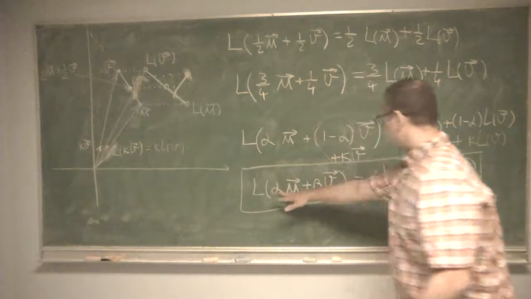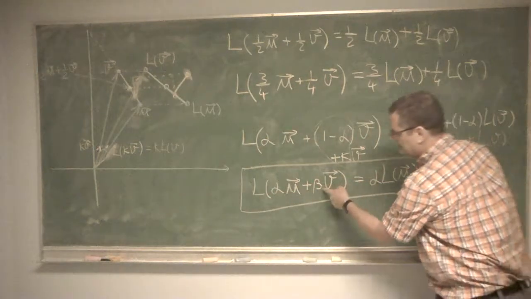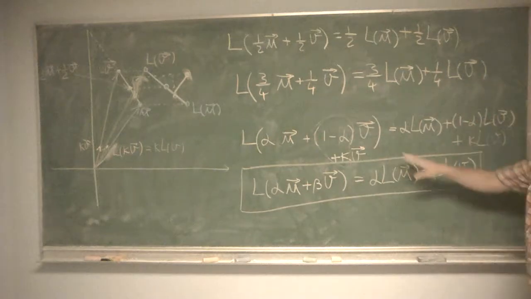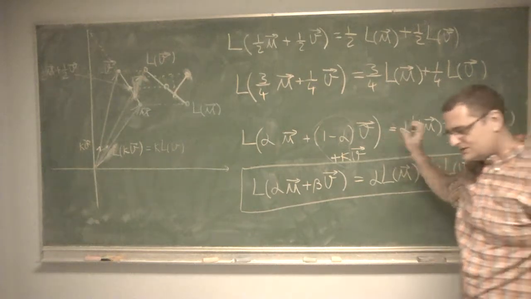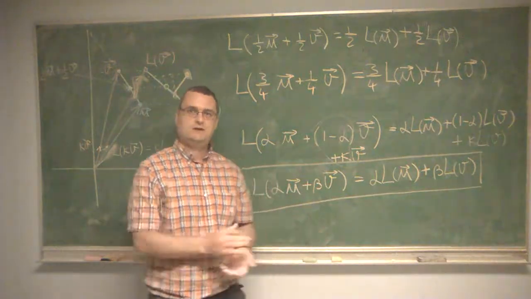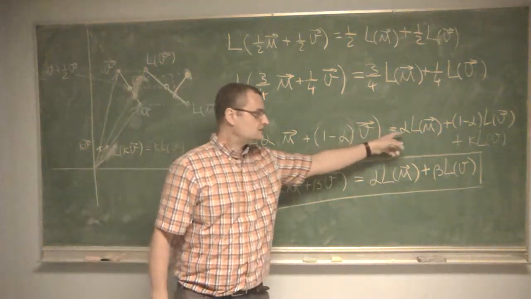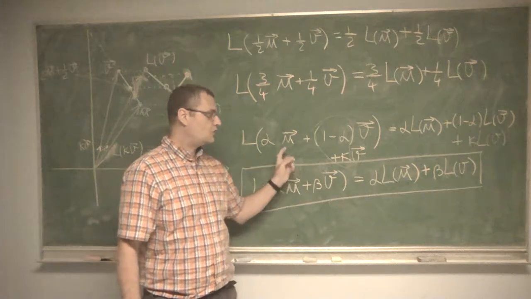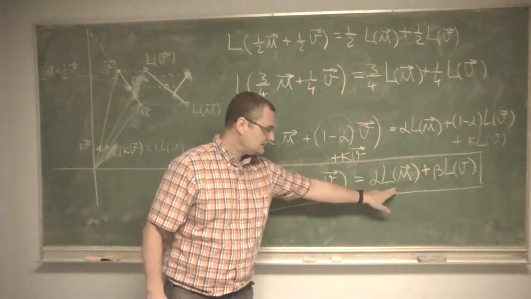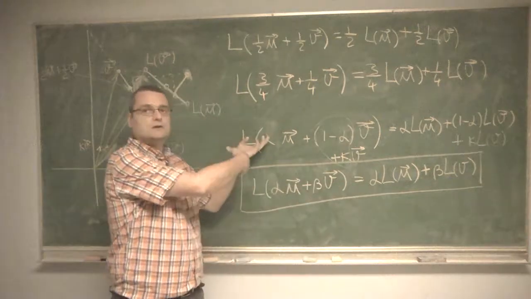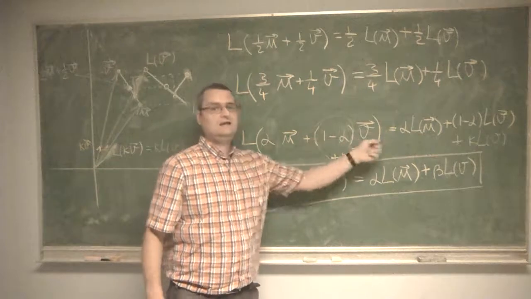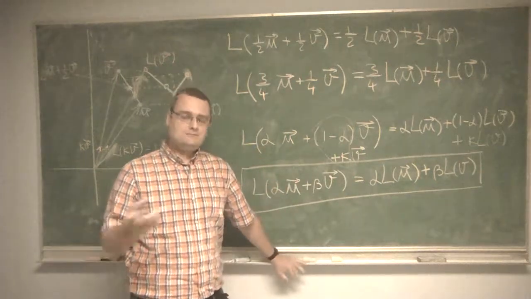So you see that this linearity, special case when beta is 1 minus alpha, that's this property, and this is the line preserving property, or collinearity preserving property. So collinear points get mapped to collinear points. And so if a transformation is linear, it in particular preserves collinearity.